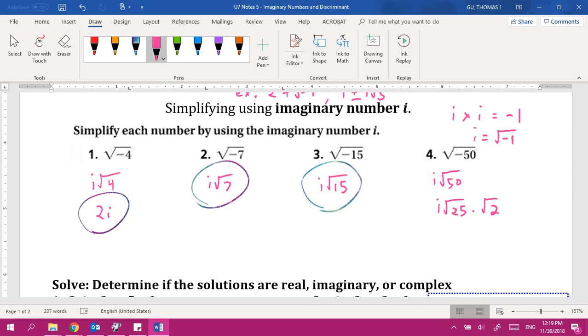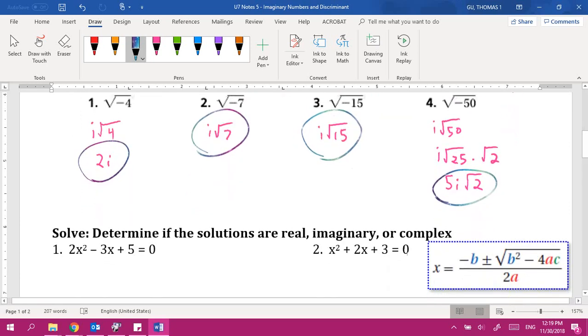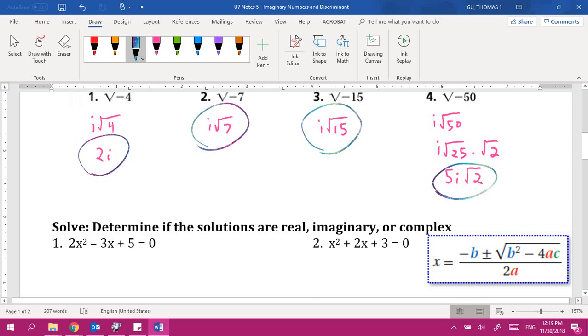Okay? And then what can we do from there? Simplify the square root of 25. What is the square root of 25? 5. So what's your final answer going to be then? 5i square root of 2. That's right, like this. 5i square root of 2. Perfect. So no plus or minus? No plus or minus. When you're dealing with i's, you don't do the plus or minus unless it's in the formula.